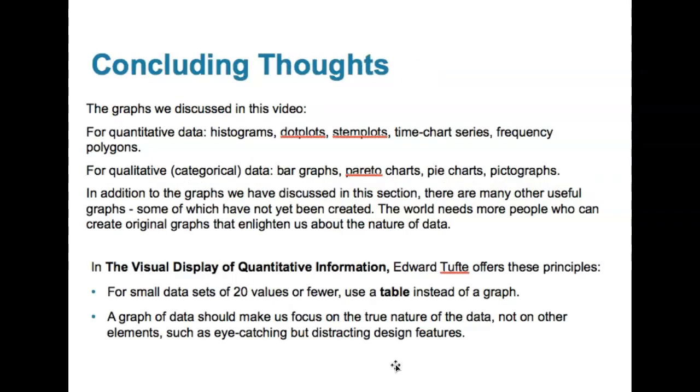So today we learned about a few types of graphs: histograms, dot plots, stem plots, time series charts, scatter plots, frequency polygons for describing quantitative data, and bar graphs, Pareto charts, pie charts, pictographs for describing categorical data. There are many other types of graphs. Some of them were not even discovered. Maybe you'll be the next person who creates a new way data can be represented.